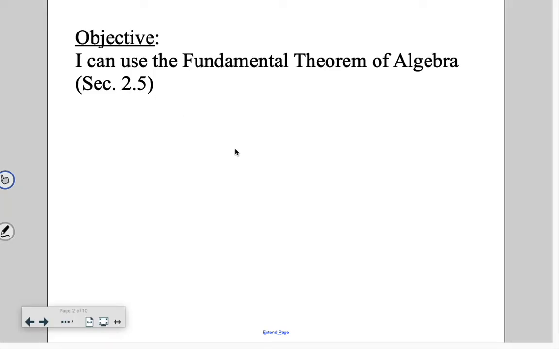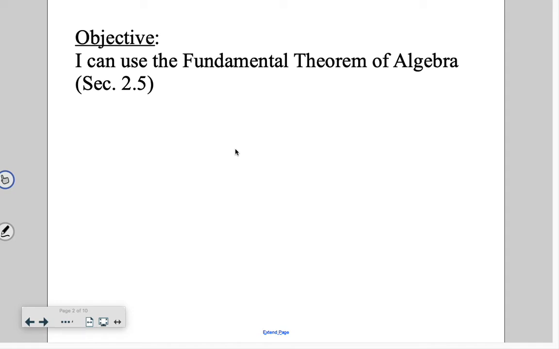All right, so if you take a look, like I said, this is section 2.5 in your book. But what we are doing, we're talking about what's called the fundamental theorem of algebra. You've already done this. You learned it last year. We just don't use the name very often.